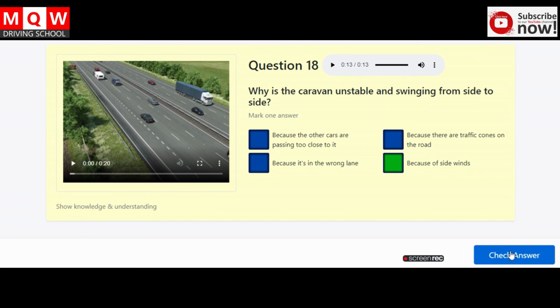Okay. If you check, he's in a good lane, so that's the wrong answer. And cars cannot shake him because cars are smaller than him. And the traffic cones are not there, I can hardly see any cones. So it's just a gust of wind suddenly that can shake him. This is the Highway Code. So check your answer, and that's your right answer.